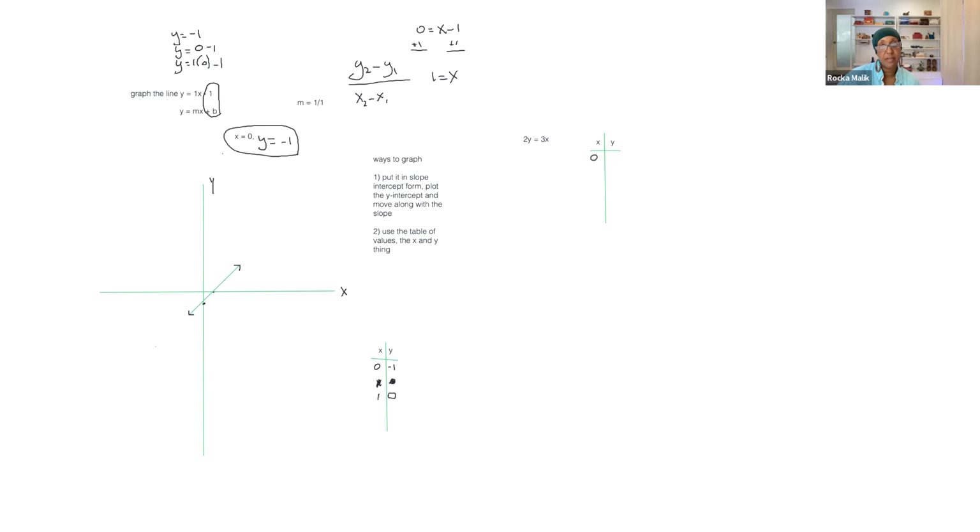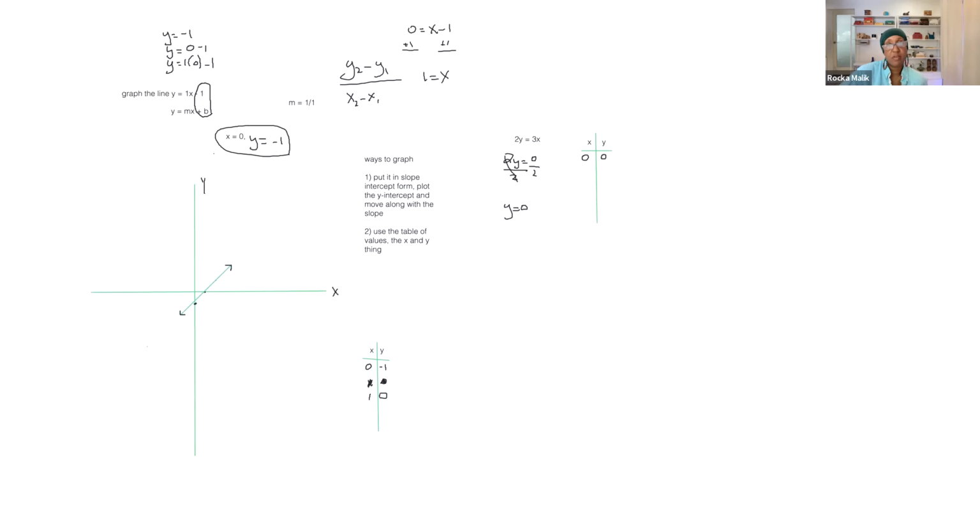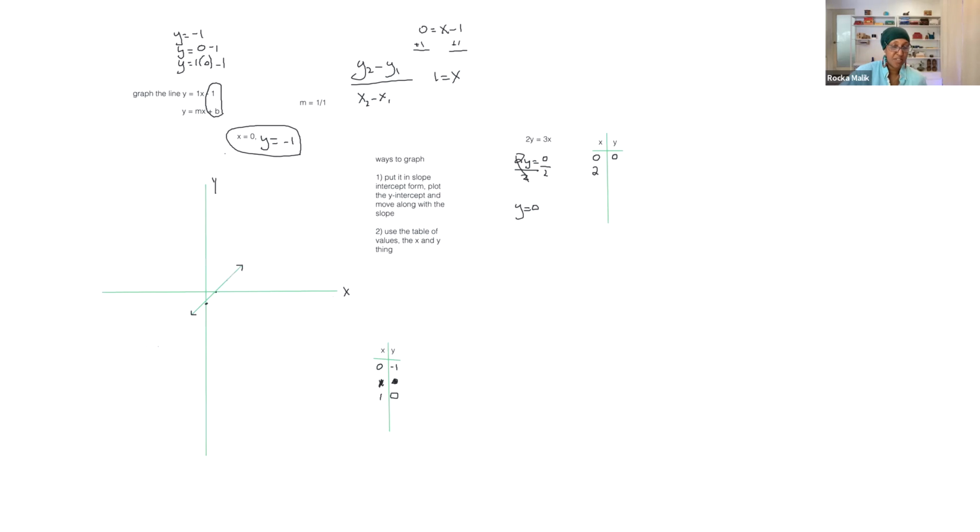I have 2y equals 3 times 0, so I divide both sides by 2. Nothing divided by 2 is nothing. One of my points, (0, 0). And then I'll pick another number. For X, I'm gonna pick 2, because I want nice numbers to graph.